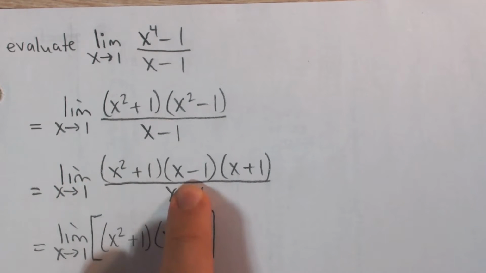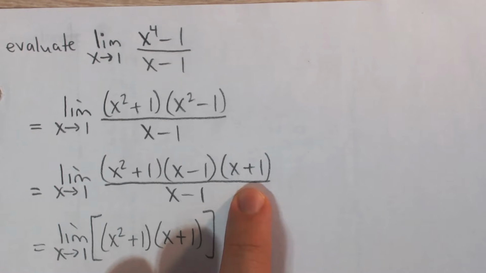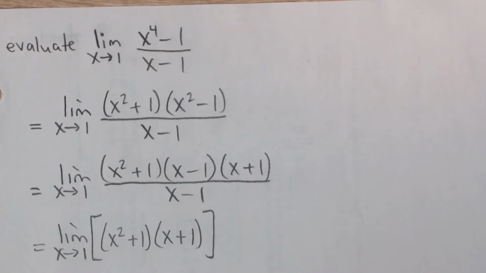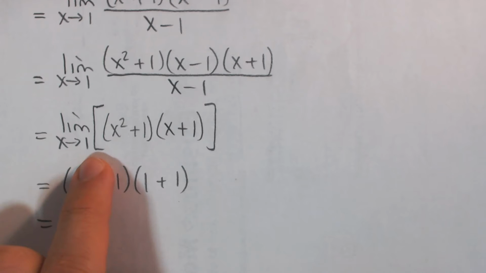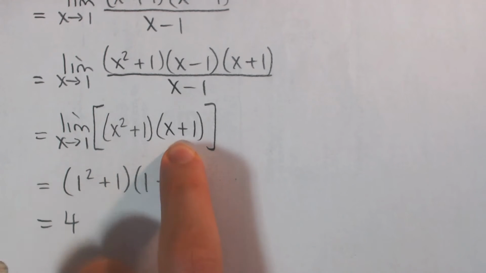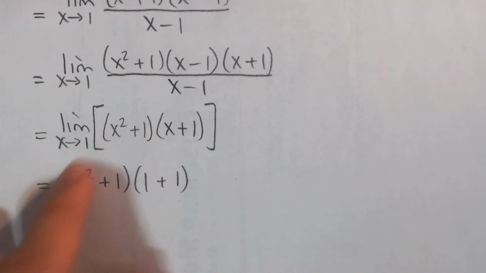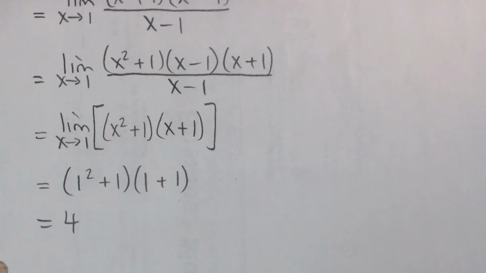And so we can factor that into (x minus 1) times (x plus 1), and you can see here we're going to get a cancellation, right? The x minus 1 factors will cancel out. And so in other words, this is equal to the limit as x approaches 1 of (x squared plus 1) times (x plus 1). And so now you can see there's no denominators, there's no goofy stuff.